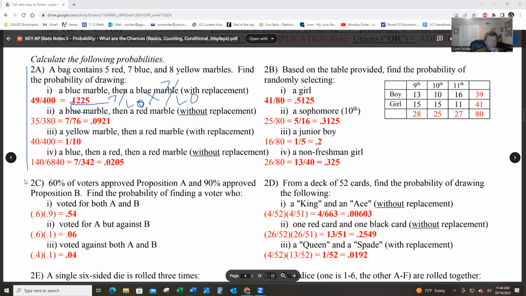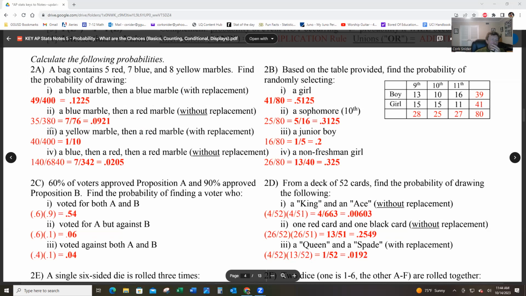No problem there at all. That's easy. Okay. A blue, then a red without replacement. So a blue marble will be 7 out of 20. And then a red marble would be 5 out of 19, because you didn't replace it, took the blue marble and kept it out. And that equals, of course, 35 over 380.